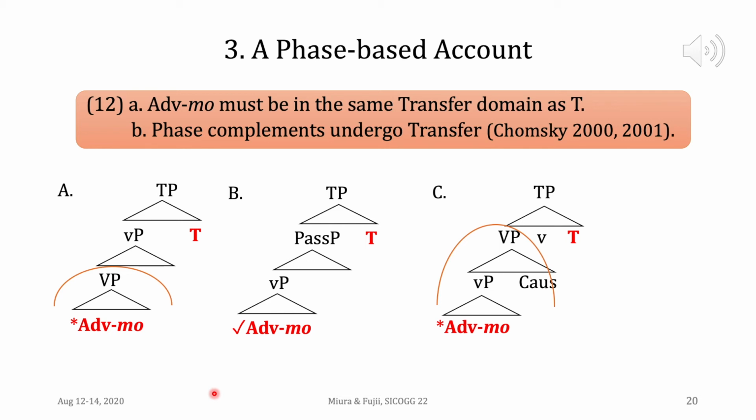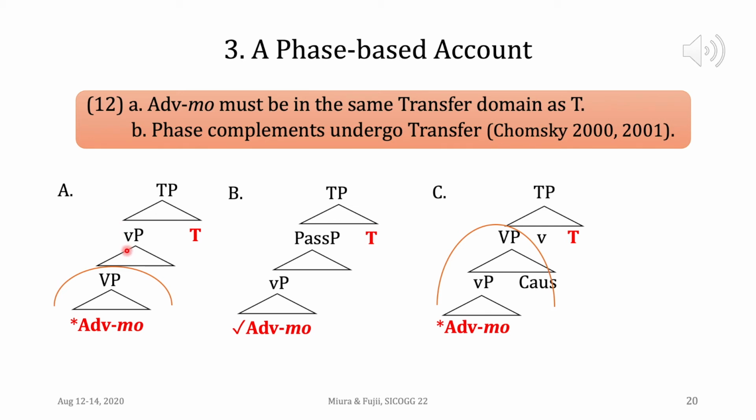The phase-based account goes as follows. 12b is a standard definition of transfer domain: complements of phase heads undergo transfer. What we propose is given in 12a. It says ADV mo must be in the same transfer domain as T. Let's see how this proposal works.